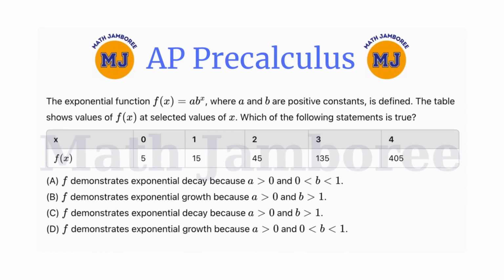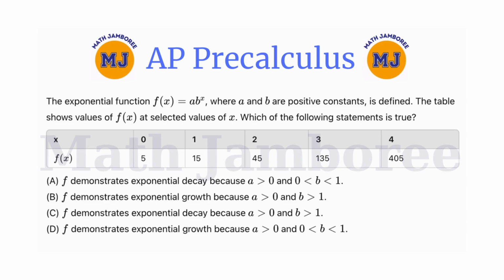In this video, we have another AP Precalculus type of question from the topic of exponential functions. Let's solve it together. The exponential function f of x is given as a times b to the power of x, where a and b are positive constants, is defined. The table shows values of f of x at selected values of x. Which of the following statements is true?